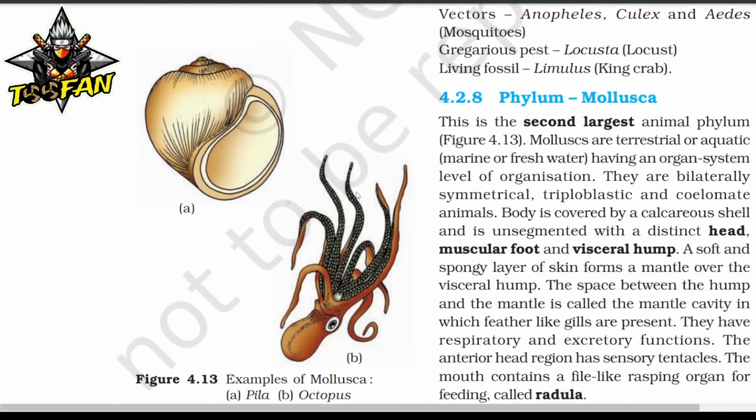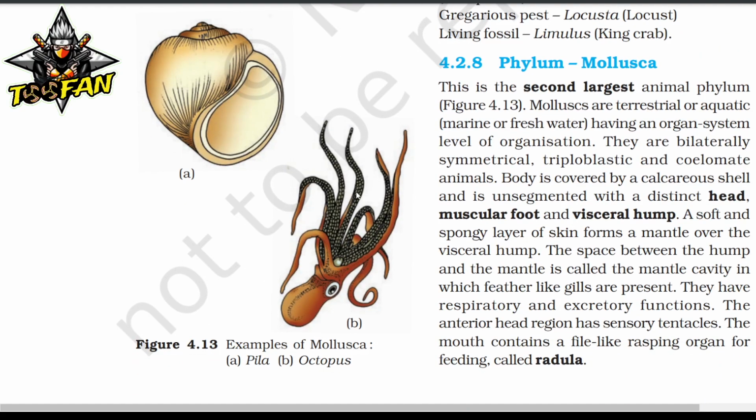Now, phylum Mollusca. This is the second largest animal phylum. Mollusca are terrestrial or aquatic, marine or freshwater, having an organ system level of organization. They are bilaterally symmetrical, triploblastic, and coelomate animals. Body is covered by calcareous shell and is unsegmented with a distinct head, muscular foot, and visceral hump. A soft and spongy layer of skin forms a mantle over the visceral hump. The space between the hump and the mantle is called the mantle cavity, in which feather-like gills are present.